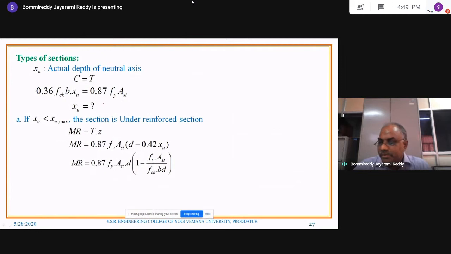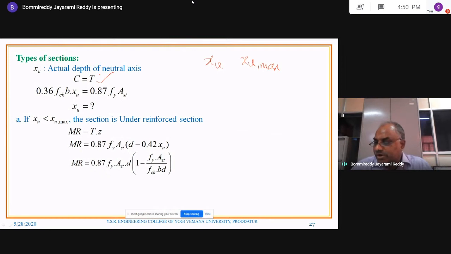Now, types of sections. There are three different types of sections. One parameter is XU, and another parameter is XU maximum. XU maximum is 0.53D, 0.48D, or 0.46D, depending on the different grades of steel reinforcement. XU means the actual depth of the neutral axis. So the actual depth of the neutral axis is to be found by equating the compressive force and tensile force.